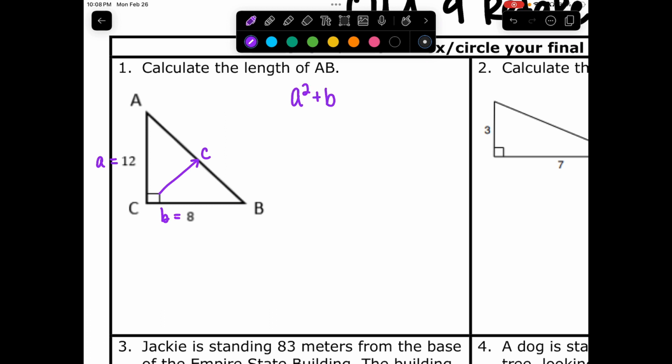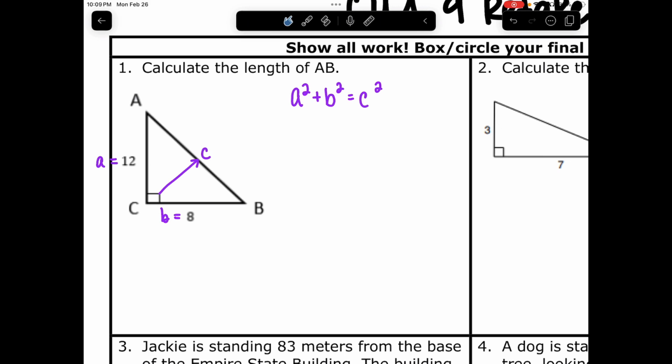We could use the traditional form of the Pythagorean theorem, or we could use one of the shortcuts. Oops. Since C is the one that is missing, we're going to use the C equals shortcut. Golly, I keep hitting the wrong thing. Here we go. The C equals shortcut.